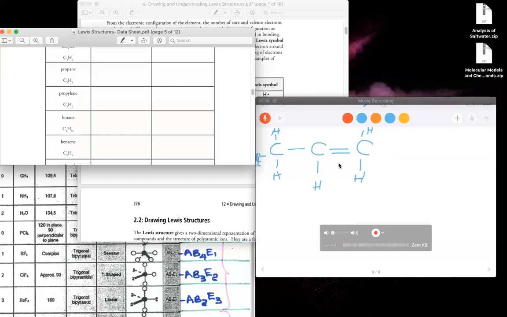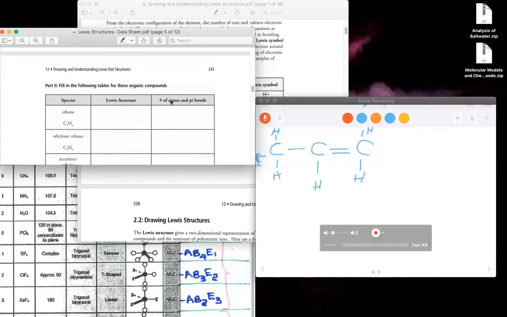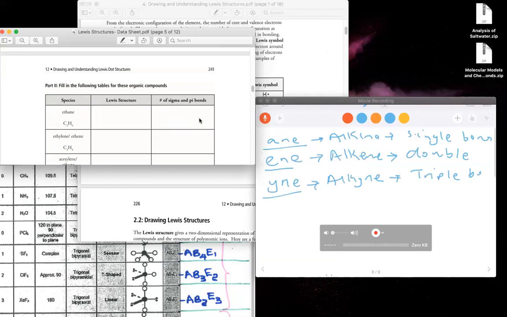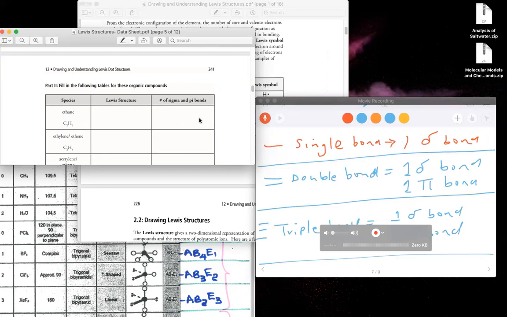And then when you go now to the sigma bonds, you look at this column here. How many sigma bonds? Remember, one single bond means 1 sigma bond, right here. 1 sigma bond, single bond. If I have a double bond, that's how much I have. You need to use this to know how to determine the number of sigma bonds.